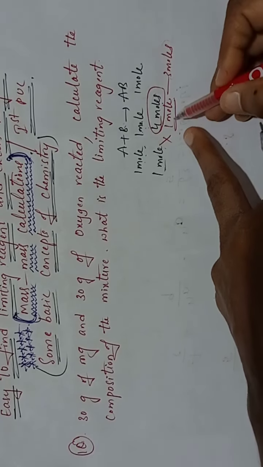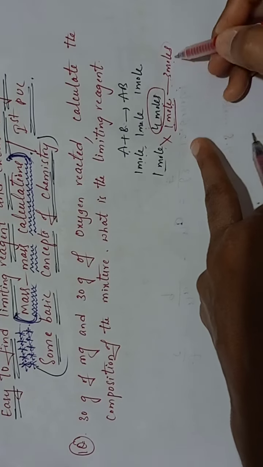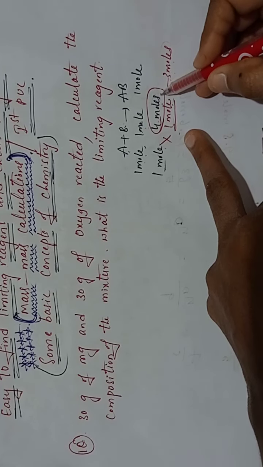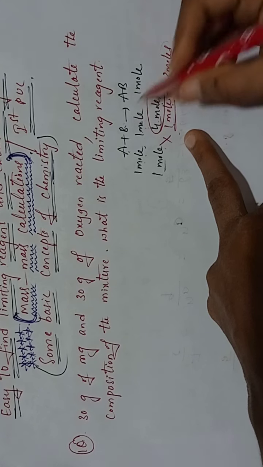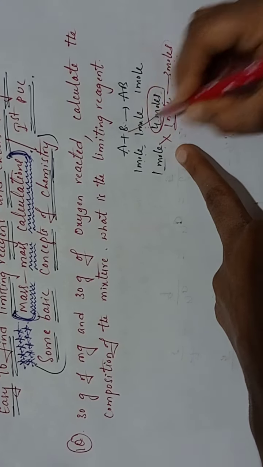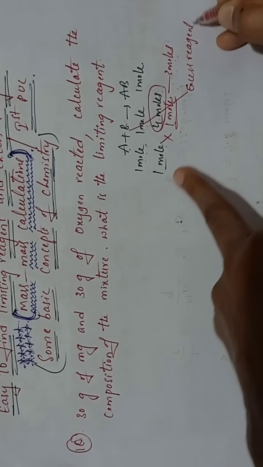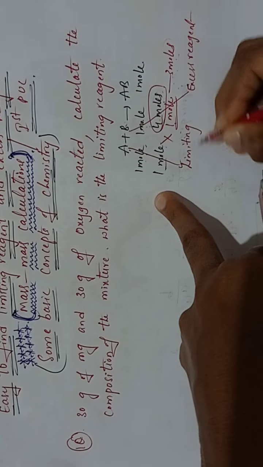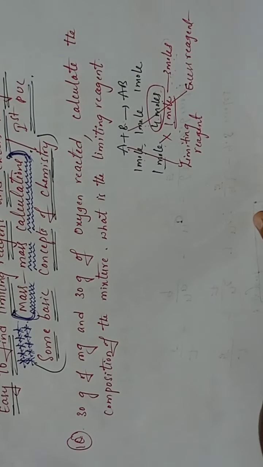Are you understanding? Only 1 mole reacts with A reactant. The remaining 3 moles will not react. So that's why it is 3 moles excess. These 3 moles are excess in the reaction. Clear? So that's why this B is called the excess reagent. It is the excess reagent, and A is the limiting reagent. Clear this, students? So this is about the limiting and excess reagent.